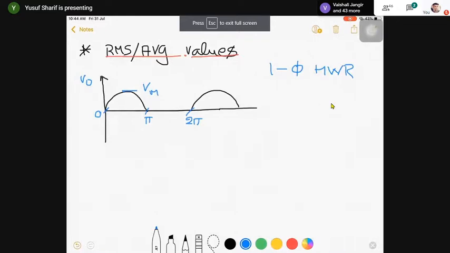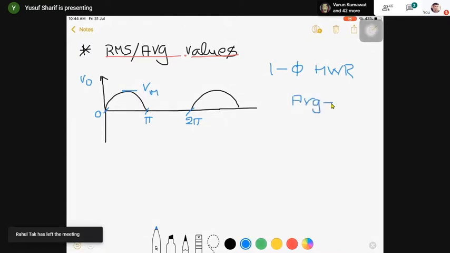Okay, fine. Let me write it down. The average value is Vm by pi. And the RMS value? What about the RMS value? Can anyone tell? Okay, so Vm by root 2. No, it is Vm by 2.